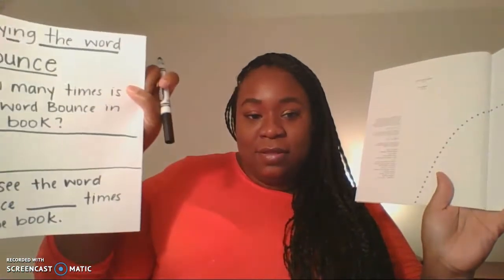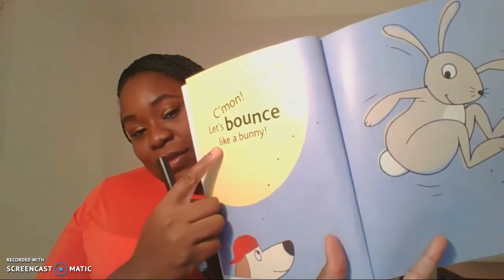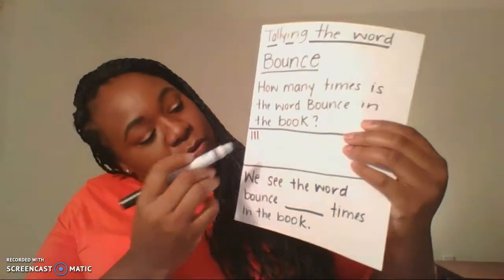We see the word bounce again on the second page, the title page. So Miss Charles made, oops, there you go, another tally mark. And remember, when I get to the fifth word, the fifth time, I'm going to make a slash through it. So here's another word, that's three. So I'm going to make another tally mark. See? One, two, three.